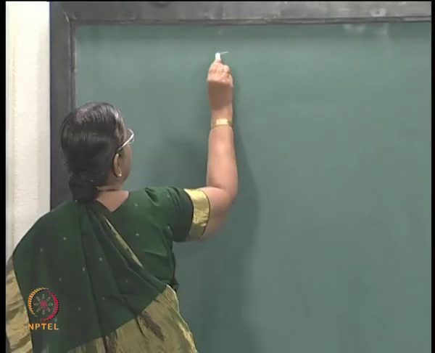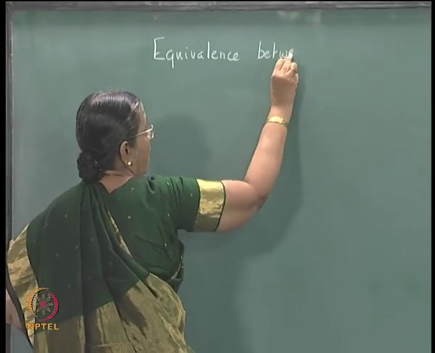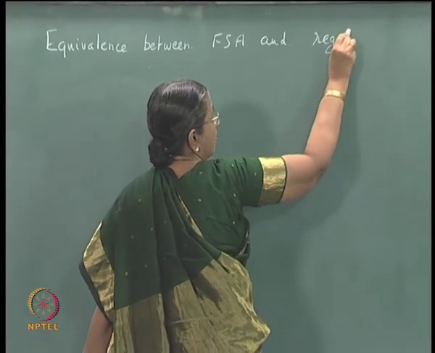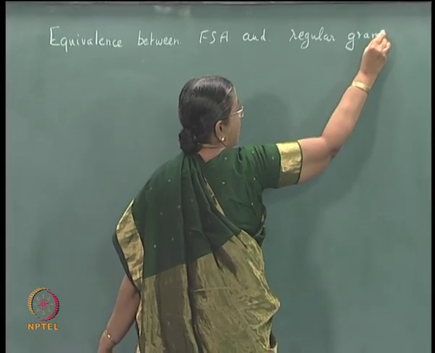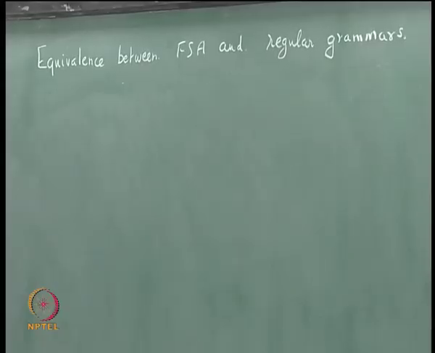Today we shall see the equivalence between regular grammars and finite state automata. We have seen the definition of a deterministic FSA, a non-deterministic FSA and a non-deterministic FSA with epsilon moves. All are equivalent as far as acceptance power is concerned. Given a non-deterministic automaton with epsilon moves, you can remove the epsilon transitions and get an equivalent non-deterministic FSA, and given a non-deterministic FSA, by subset construction we can find the deterministic FSA.